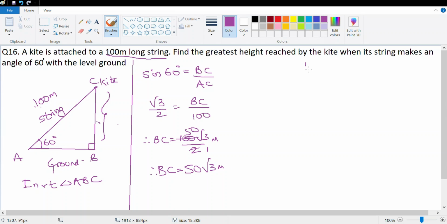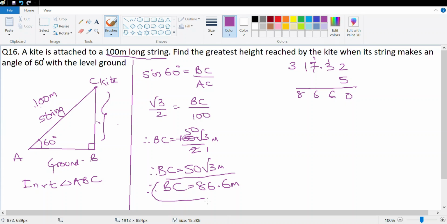Let's just calculate 17.32 multiplied with 5. That's 5 into root 10. 15 plus 1, 16. 35 plus 1, 36. That's 8. Therefore, BC is equal to 86.6 meter.